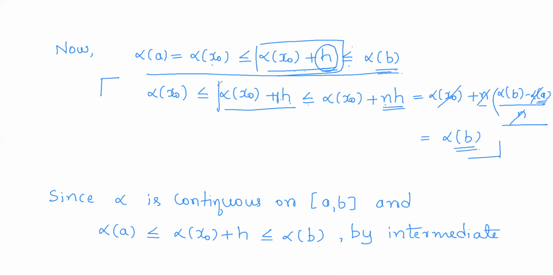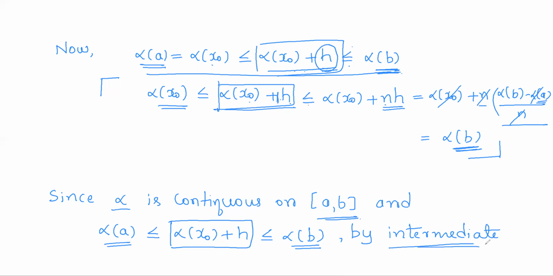So that shows alpha of x naught plus h lies in between alpha of x naught and alpha of b. That is, it lies in between alpha of a and alpha of b. So this is a number. Alpha of x naught plus h is a number which lies in between alpha of a and alpha of b. And alpha is a continuous function on the closed interval a comma b. So now use the intermediate value theorem.